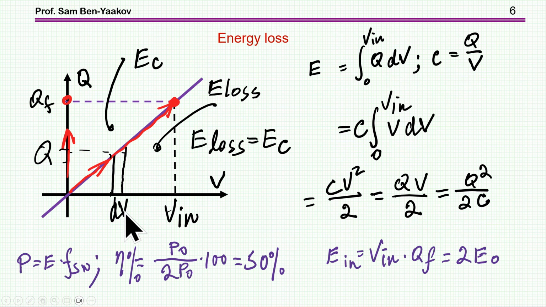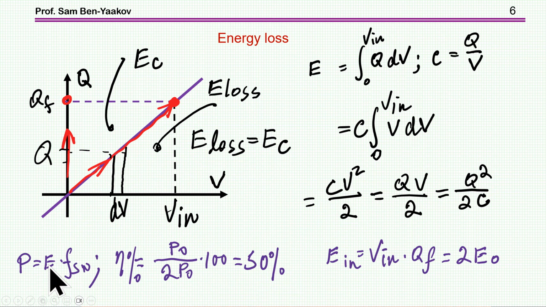Let's look at it now from another point of view, more specific, and we'll calculate the loss. Again, I'm taking a slice here of dV, height Q, and then this is energy, and I'm taking the integral, and I'm getting the same numbers, of course. In this case, the total energy going into the system is this square here, and it's divided into two areas. One is the energy to the capacitor, and one is the energy lost. Obviously this process has an efficiency of only 50%, because the same amount of energy is lost, and this is shown here. Now the power is this energy times the switching frequency.